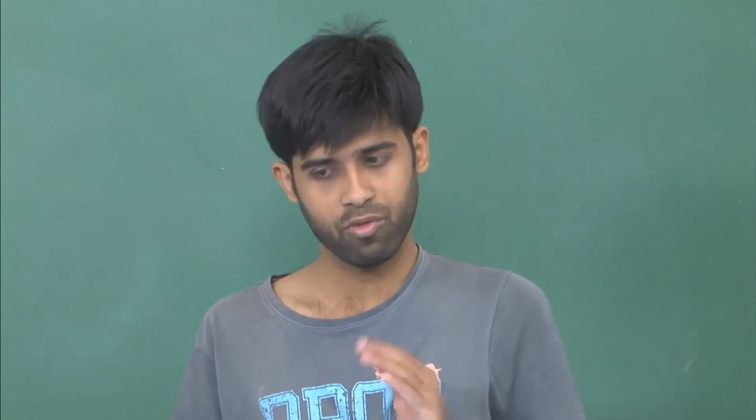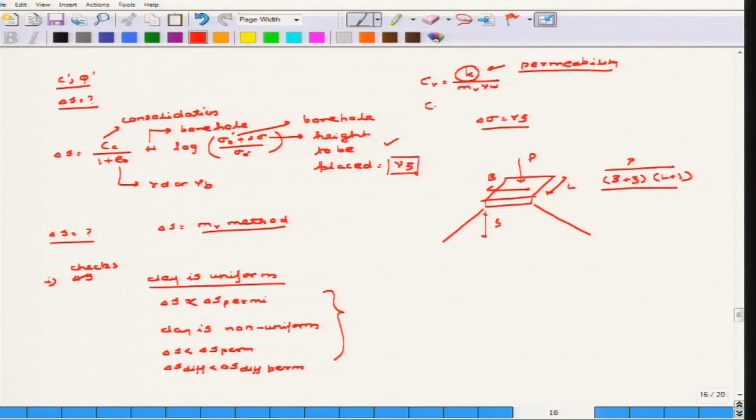You can just assess it if soil samples are not adequate, or if you feel that the time is not adequate. Then you can also go for the general formulas that are available, CV equals K by MV into gamma W, and from there you can assess the values of the coefficient of consolidation. Similarly, you can assess CC from 0.009 into LL minus 10. You all know this formula. These formulas are helpful, but a general soil investigation is always required in order to get the parameters correctly.